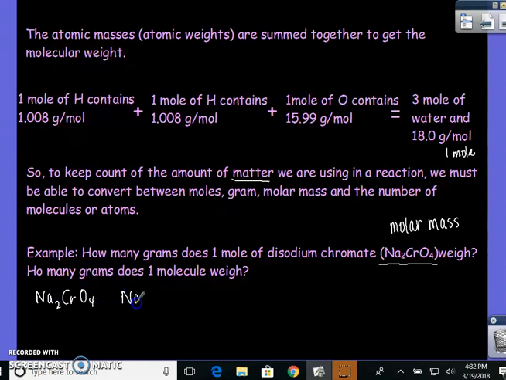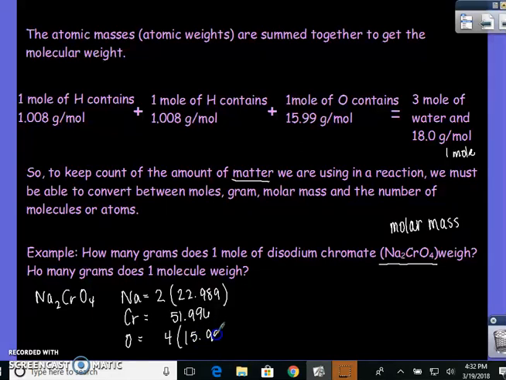So I've got sodium, and there are 2 of them, and each one weighs 22.989, I think 707 grams. And then we have chromium, and there is 1 of them, and it is 51.996. And then I have oxygen, and there are 4, and each one weighs 15.998 grams. And so, of course, you're going to multiply, and you're going to add these together, and you should get somewhere in the neighborhood of 161.934 grams per mole.